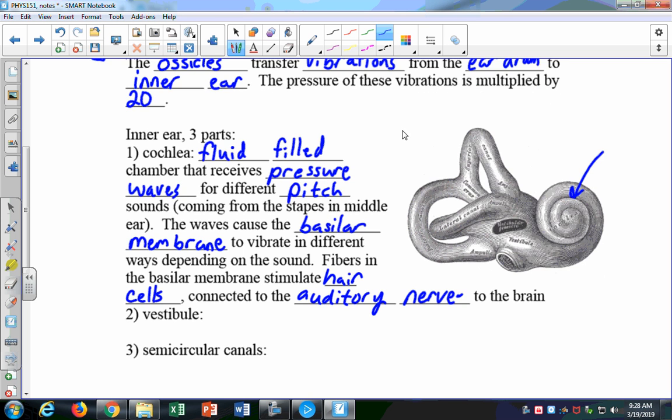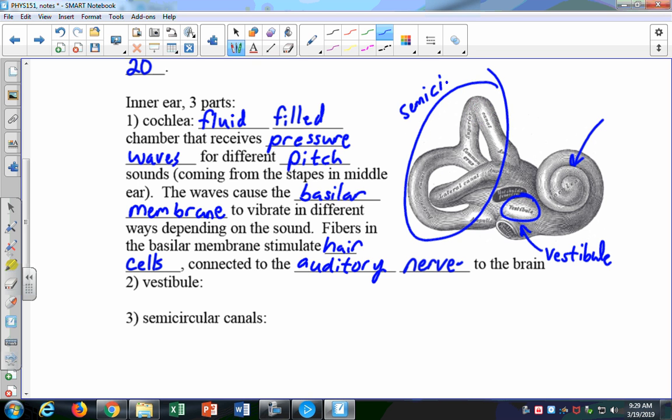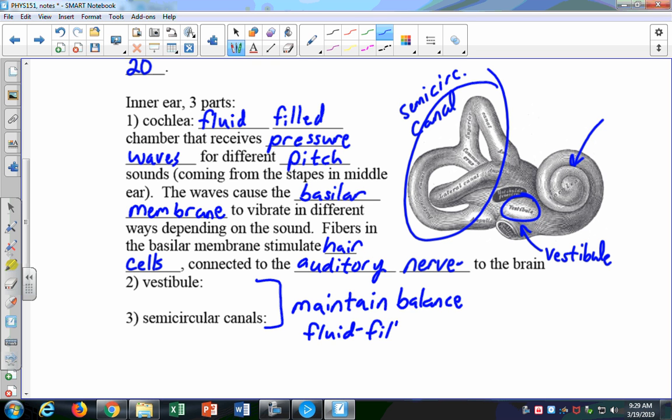We're going to sort of lump the vestibule and the semicircular canals. The vestibule is right here. The semicircular canals are these things. So this is the vestibule, and then the semicircular canals. These are all fluid-filled. In fact, the whole thing is fluid-filled. But these, collectively, mainly the semicircular canals, they help you to maintain balance. And they are fluid-filled.